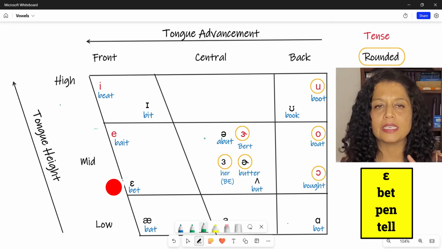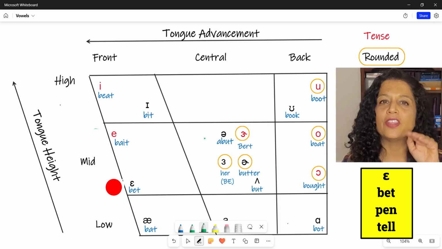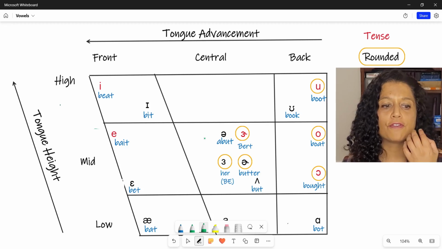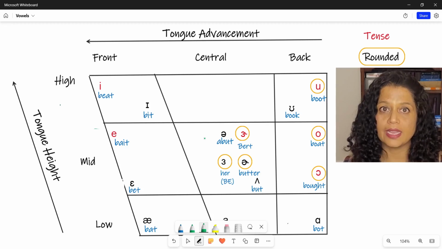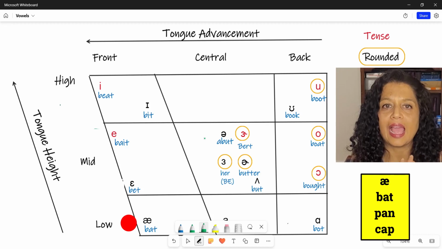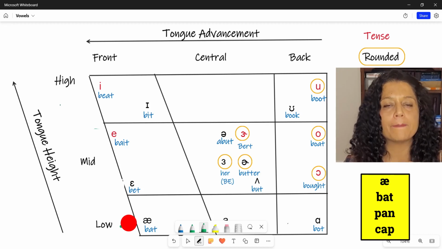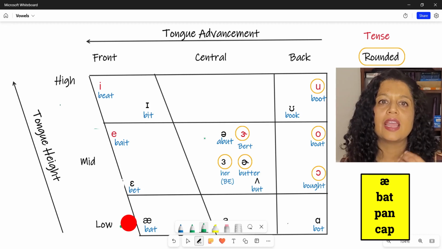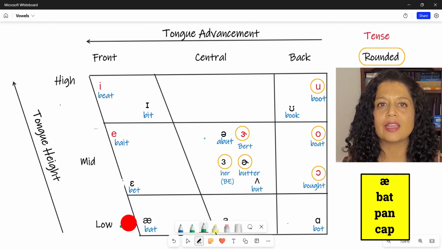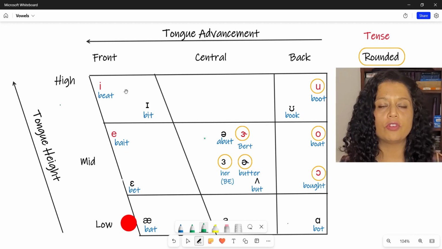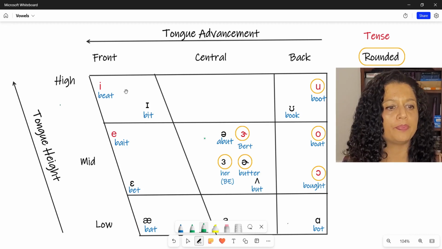Bet, pet, let, met, and then closer to the floor of the mouth, we have our last front vowel sound, which is the "a" in bat. So the tongue is lowest for this sound. Bat, fat, cat, rat, mat, map. Okay. So let's review the front vowel sounds one more time.